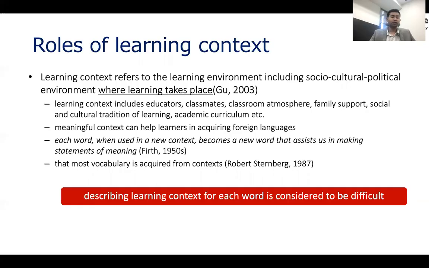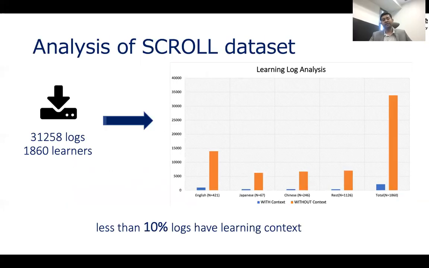So therefore, we also focused on learning context support in this application, because in traditional language learning applications, it is found that language learners are reluctant to describe their learning context by themselves. For example, we analyzed one of the data sets that is available in the research community. It's called the Scroll dataset. The dataset has around 30,000 learning logs.